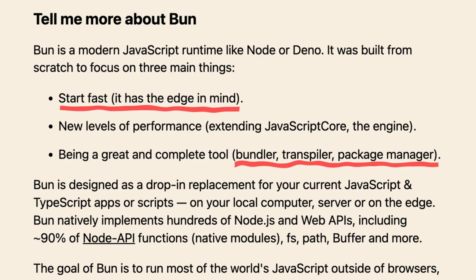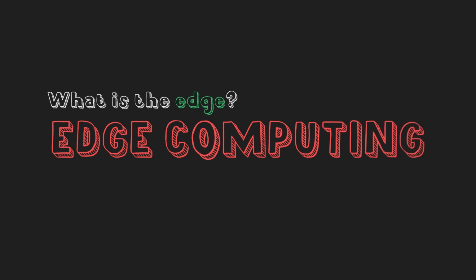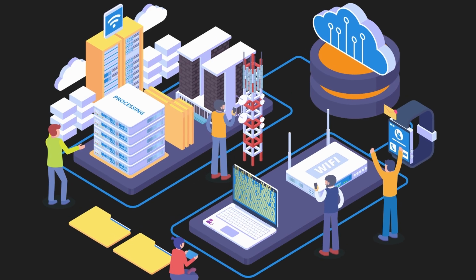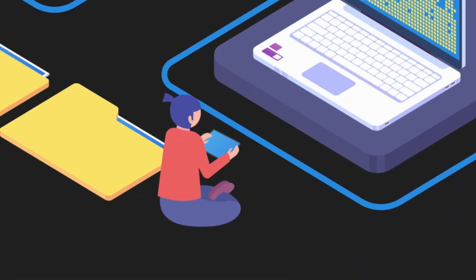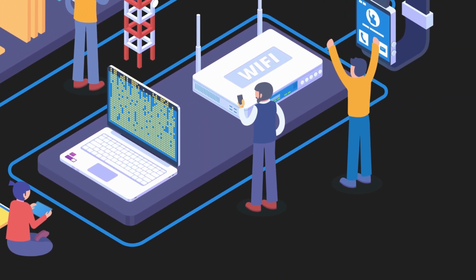Before I continue, I just need to clarify the first point here of focusing on fast startup times with the edge in mind. What exactly is the edge? The edge is derived from a computer networking architecture called edge computing. Edge computing means data is processed as close to the location where it's needed as possible. Instead of having a central server where data is transmitted to and then sent back to the requesting source, the server is moved to the source of the data. This improves response times and also saves bandwidth.